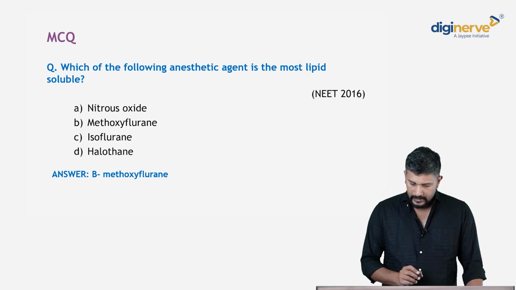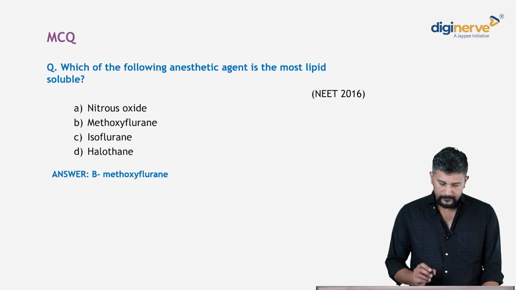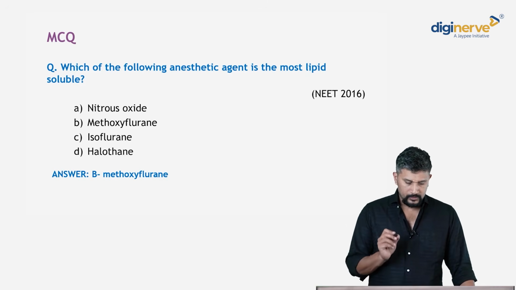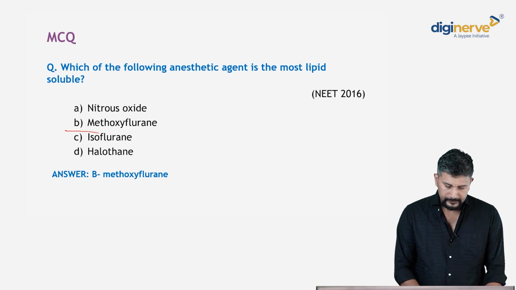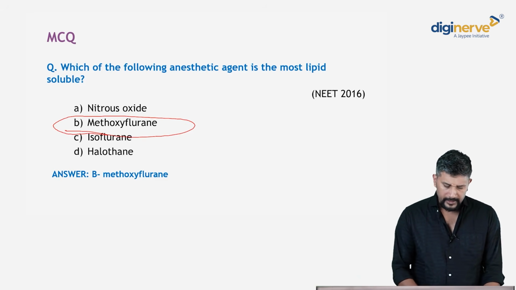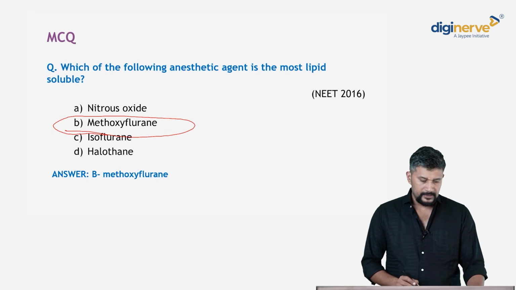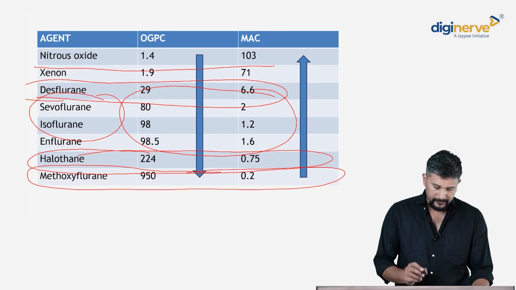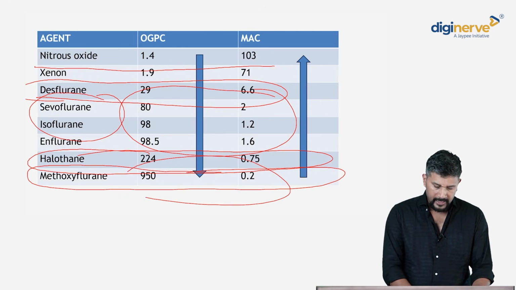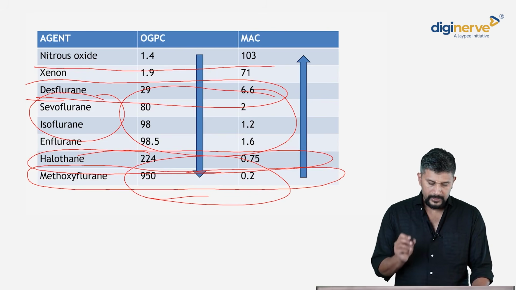So therefore, I think we can answer this question. Which of the following anesthetic agents is the most lipid soluble? It is methoxyflurane with an oil gas partition coefficient of 950 like we saw, and a MAC value therefore of only 0.2.